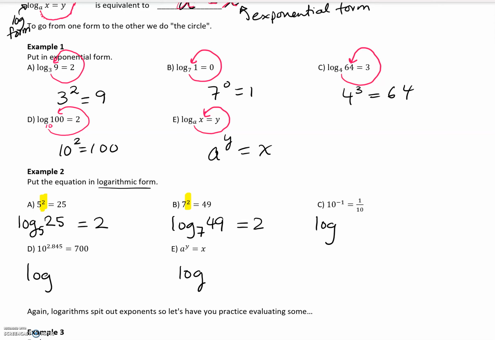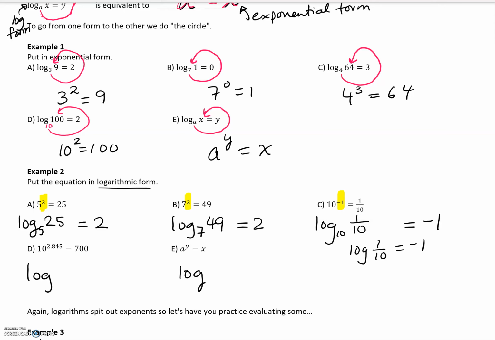In part C, the base is 10. I'll leave it there for now. And the exponent that got spit out, that'll be on the other side of the equal sign, is -1. And the only thing remaining is the 1/10. And 10 to the -1 does definitely give me 1/10. And since we have a common log, it's also okay to write it as just log of 1/10 is equal to -1 and leave the base 10 out altogether.